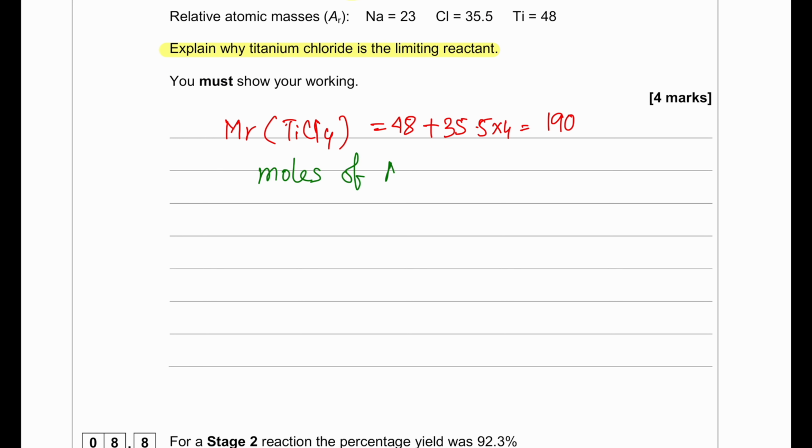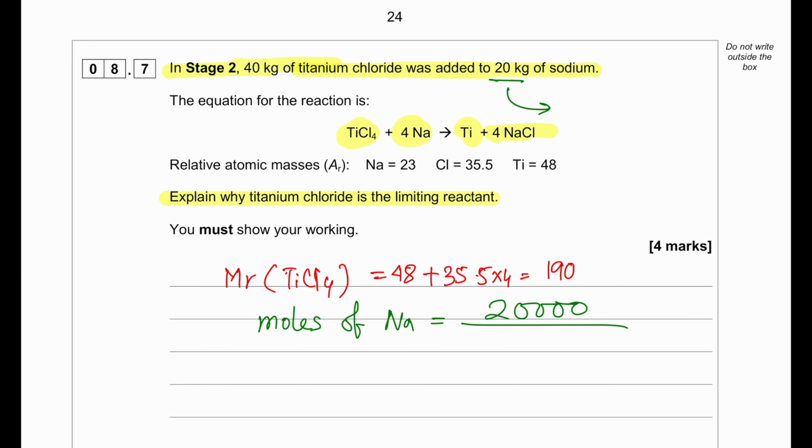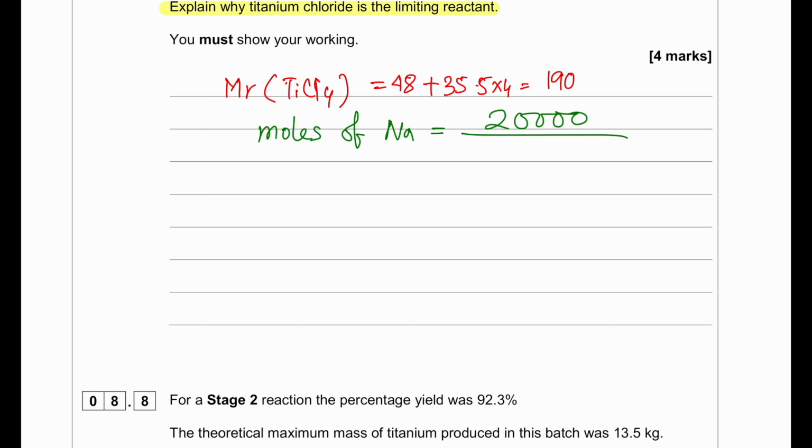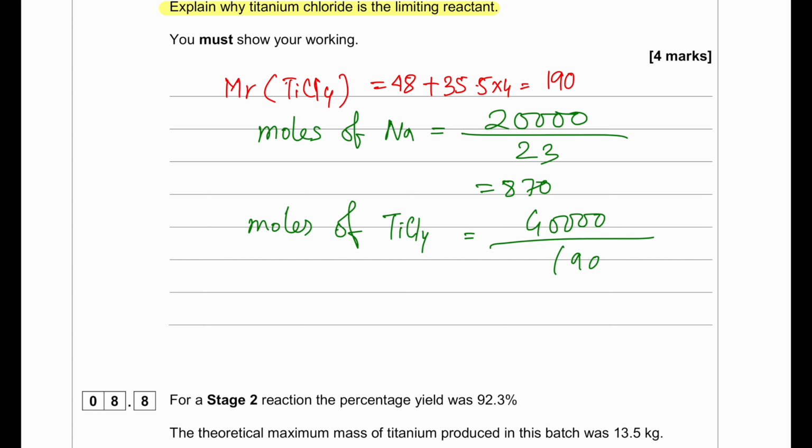And we are finding moles of sodium. Then we'll have to do 20,000 divided by 23. The reason why we turned 20 kilograms into 20,000 is because 20 kilograms is equal to 20,000 grams. So 20,000 divided by 23 gives us 870 moles. And when we find the moles of TiCl4, we will do 40,000 divided by 190, which gives us 211 moles.